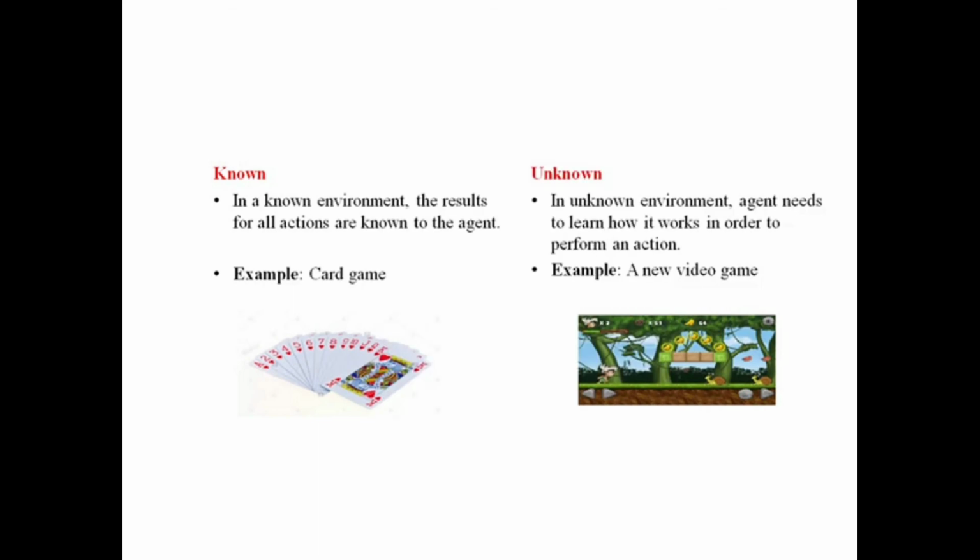Coming to the next property, that is the last property, known versus unknown. In known, we will consider the card game. In a known environment, the results of all actions are known to the agent. Suppose we put a card, at that time what the opposition requires, all these things are known to the agent.